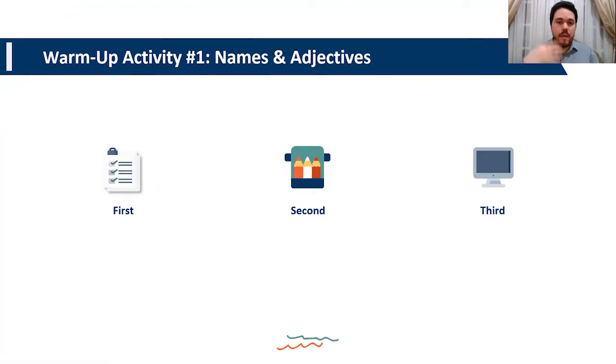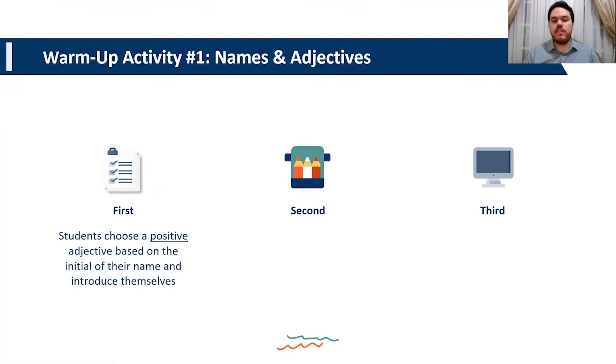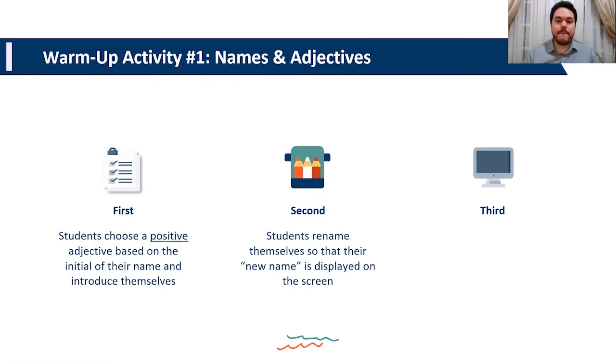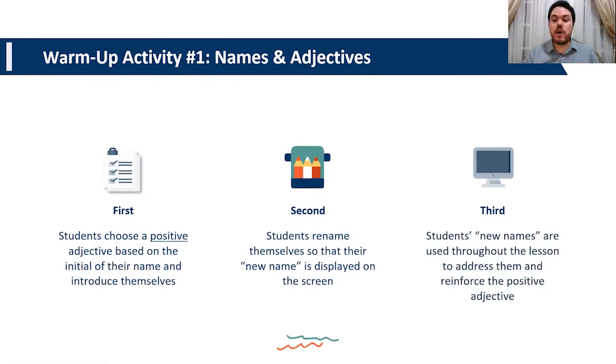So here is what's going to happen when you present this particular warm-up activity in your class. So first, students are going to choose a positive adjective based on the initial of their name and introduce themselves, right? Then second, students are going to rename themselves so that their new name is displayed on the screen. And third, students' new names are used throughout the lesson to address them and to reinforce the positive adjective, right? So especially going back to the second point, students are going to be using their new name, right? with the positive adjective that they chose.